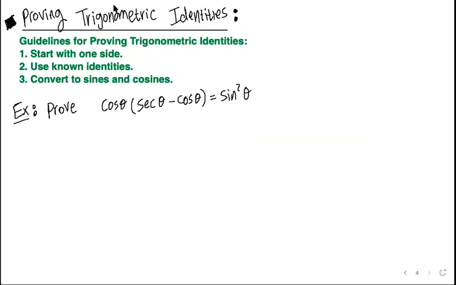If we look into this expression, it looks like this side is better to start with. So I'm going to hold this side and try to simplify it until I arrive to this side, sine square of theta. So cosine of theta times secant of theta minus cosine of theta.